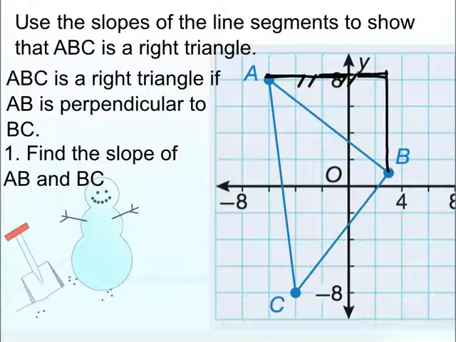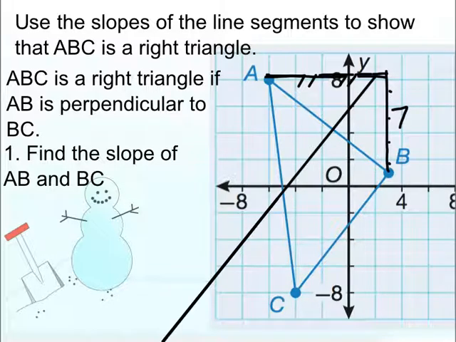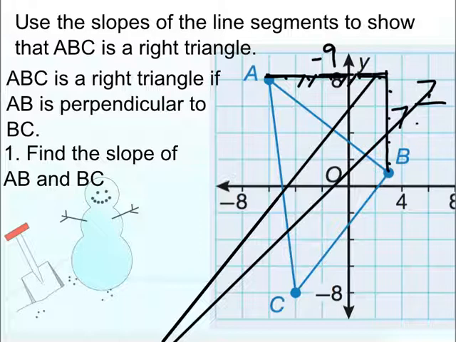All right, so when we do my rise, it looks like I'm going 2, 4, 6, 7. So I go up 7, and to the left 1. Let's see. I'll go from A over. So we get 2, 4, 6, 8, 9. So we go over 9 to the left. So we have a slope of a rise of 7, a run of negative 9.